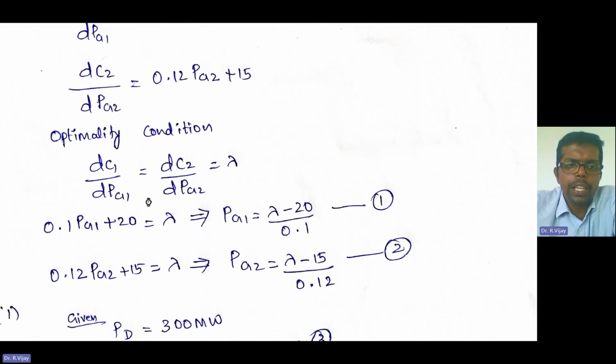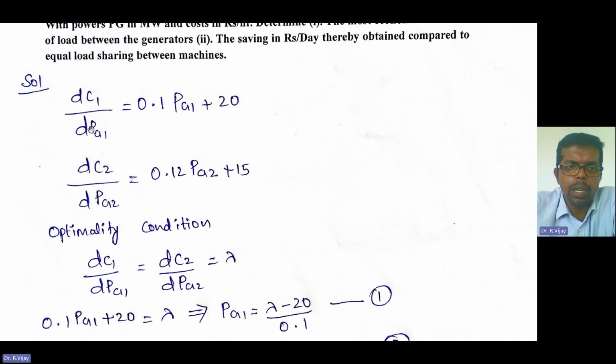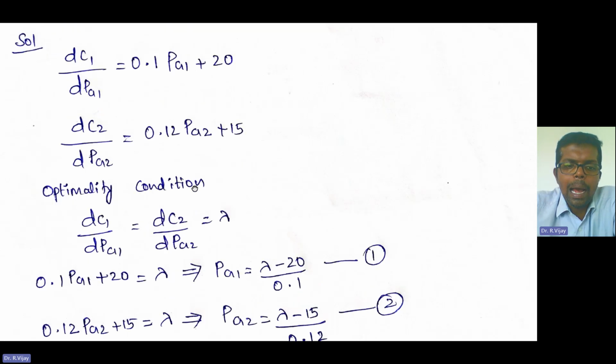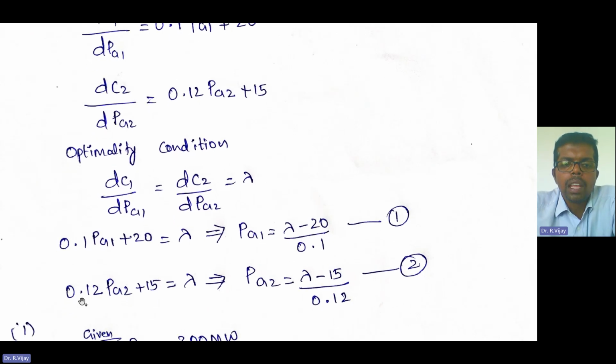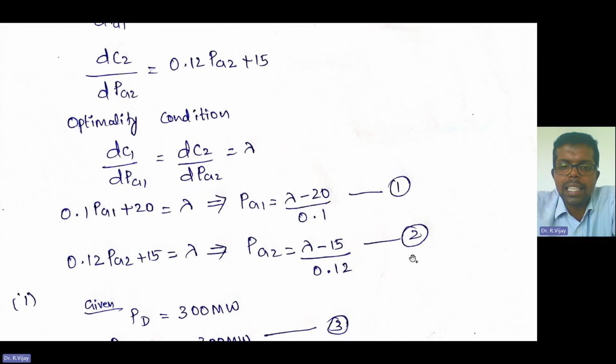So what we need to do is equate dC1/dPG1 to lambda. If you equate this to lambda, you can easily find PG1. So PG1 = (lambda - 20)/0.1. Take that as equation 1. Similarly, we equate the second incremental fuel cost to lambda, that is 0.12 PG2 + 15 = lambda. From this you can easily find PG2. So PG2 = (lambda - 15)/0.12. Take this as equation number 2.